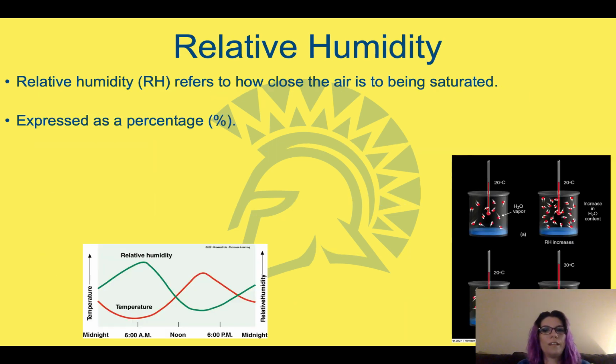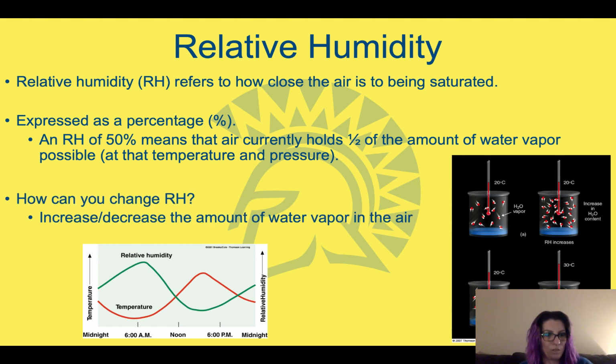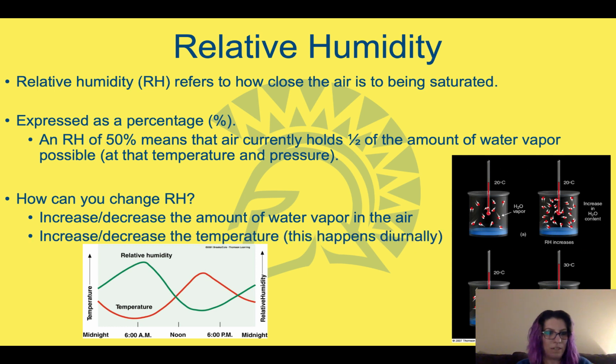Now, it also can say how close the air is to being saturated. Like I said, it's expressed as a percentage. So if there's a relative humidity of 50%, that means the air is holding half of the water vapor it can possibly hold. If it's 25%, then it's holding a quarter of the amount of water vapor that it could potentially hold.